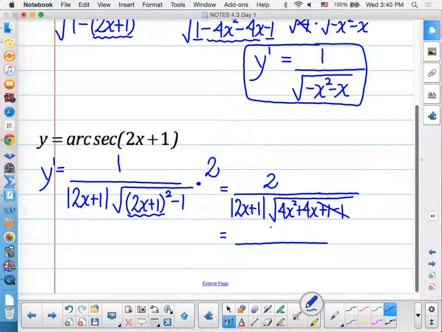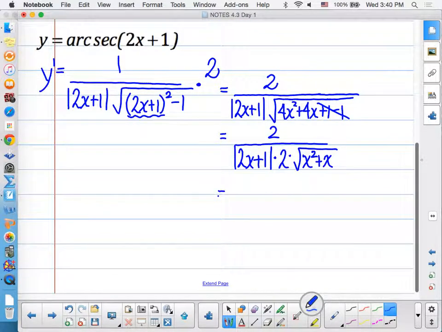So in the numerator, I have a factor of 2. The denominator, I've still got that absolute value of 2x plus 1 factor. I can definitely factor a square root of 4 factor out. So you can either write it as square root of 4 or write it right away as 2. The remaining factors inside would be x squared plus x. So the derivative for that function, we'll call it y prime, would be 2 divided by the absolute value of 2x plus 1. Take that back. The 2 cancels. I was in such a hurry to get a final answer that my 2s cancel. 1 divided by the absolute value of 2x plus 1 times the square root of x squared plus x.